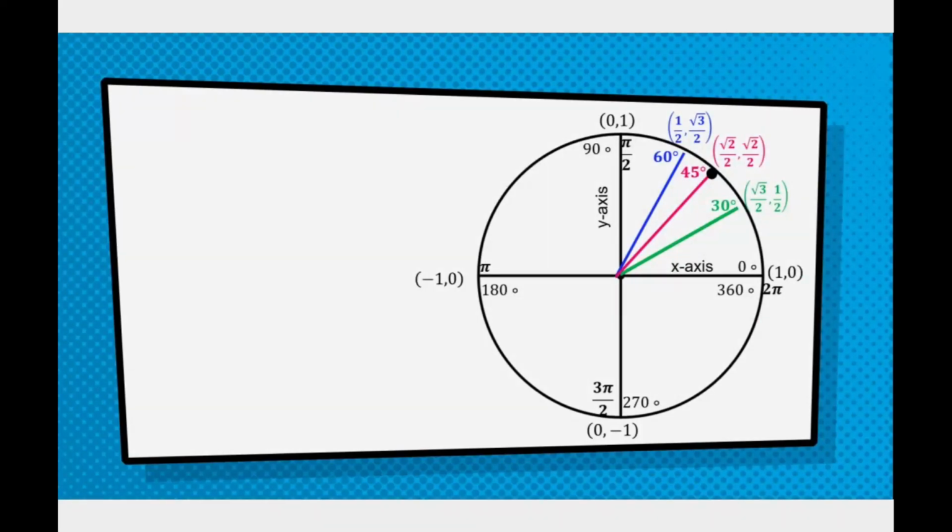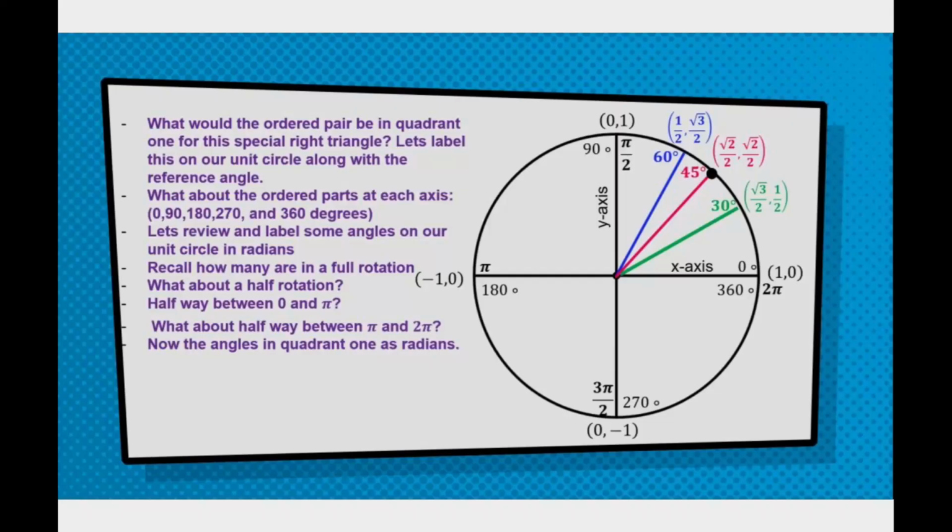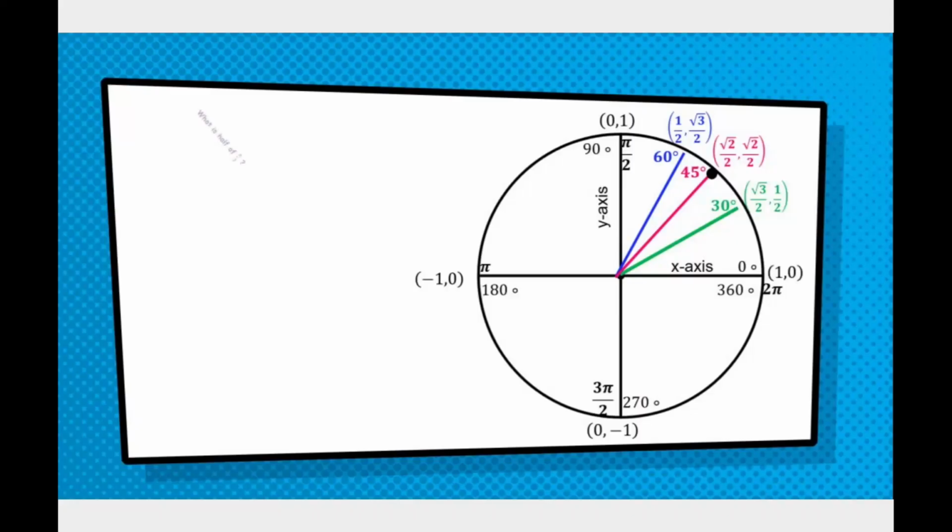All right, now let's look at the angles in quadrant 1 in radians. So what is half of pi over 2? Between 0 and pi over 2, that would be the same as halfway between 0 and 90 degrees. Halfway between 0 and 90 is 45. So halfway between 0 and pi over 2 would be pi over 4.